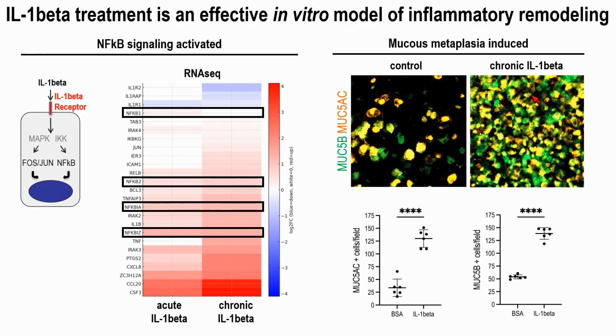And this is just IF from one donor, but we calculated this for all 6 of the donors that we used for the study, and we do indeed see a big induction of MUC5AC positive and MUC5B positive cells following chronic IL-1 beta exposure, which is, as I said, very much expected.